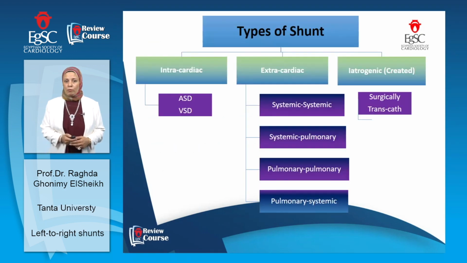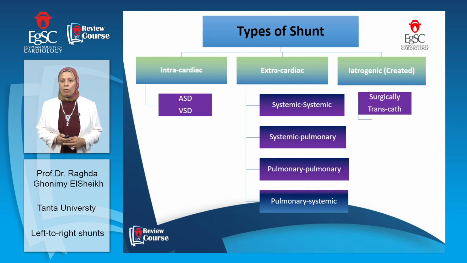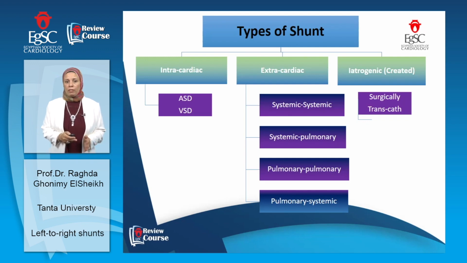What about the types of shunt? It can be an intracardiac shunt, as in cases of atrial or ventricular septal defects, or an extracardiac shunt, which has different types: either systemic to systemic, for example persistent left superior vena cava draining into the left side of the heart; or systemic to pulmonary, for example patent ductus arteriosus, where the duct drains from the aorta to the pulmonary artery; or pulmonary to pulmonary, as in pulmonary arteriovenous malformation; or the last type, pulmonary to systemic, as in partial or total anomalous pulmonary venous drainage into the right side of the heart.